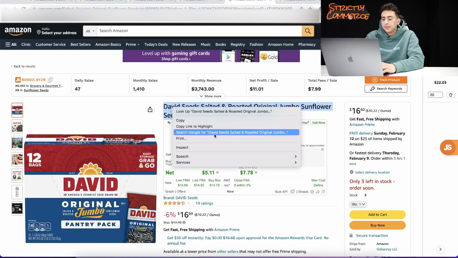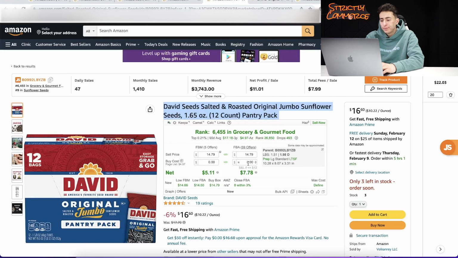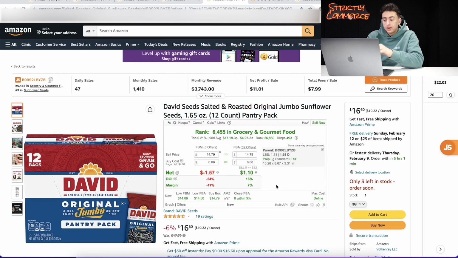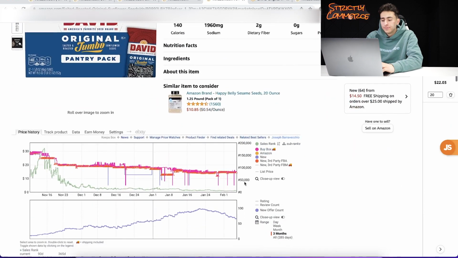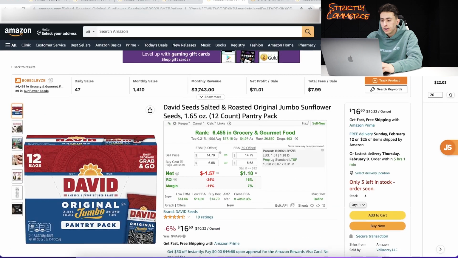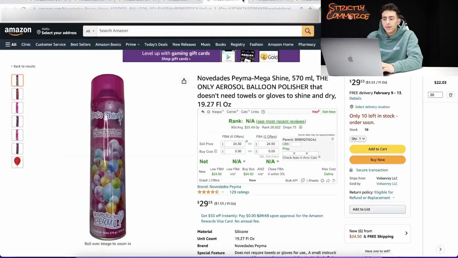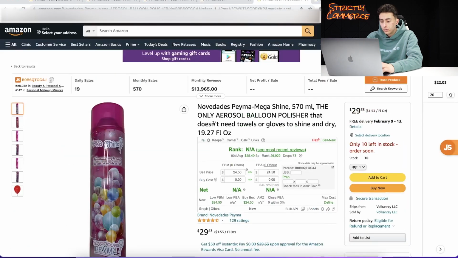Right here, these David Seeds, $6.68 on Walmart. So this is paying out, 16% ROI. It's $1.10. Again, this one, the price could go back up, because we could see that a lot of new sellers came on this listing and then it's starting to go down. So this is something I would check back into later. But, it's too tight right now, at least. Maybe you check back into that one in a week.